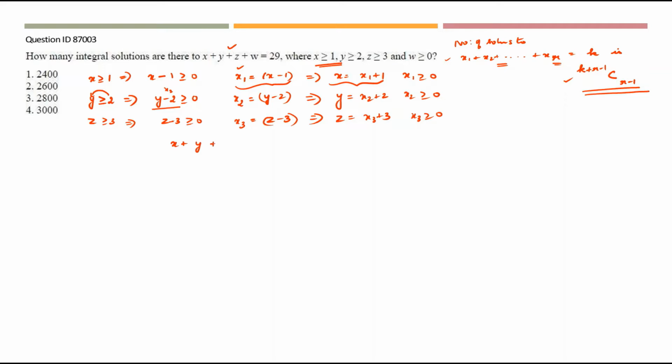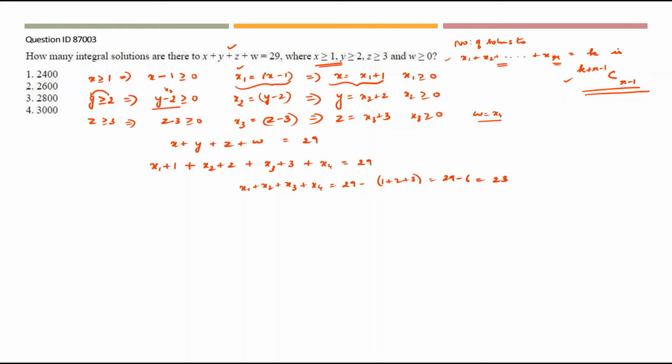So let's take the main equation here. x plus y plus z plus w is equal to 29. x can be written as x1 plus 1. y can be written as x2 plus 2. z can be written as x3 plus 3. Let's take this w to be x4. We'll just label it as x4 here, which is equal to 29. x1 plus x2 plus x3 plus x4 is equal to 29 minus 1, 2 and 3 will give me 6. So 29 minus 6 will result in 23. The equation will be x1 plus x2 plus x3 plus x4, which is equal to 23.